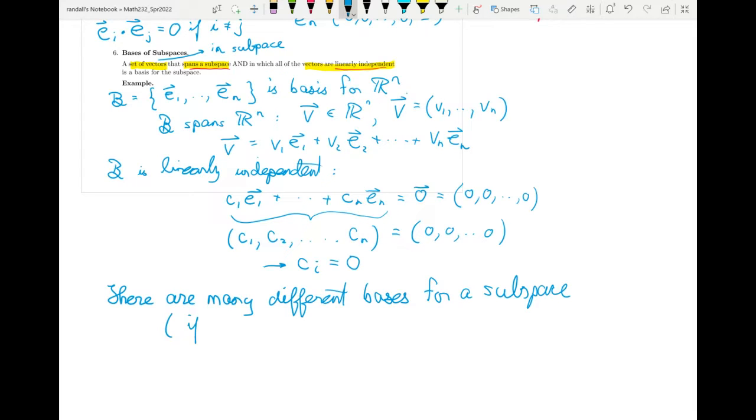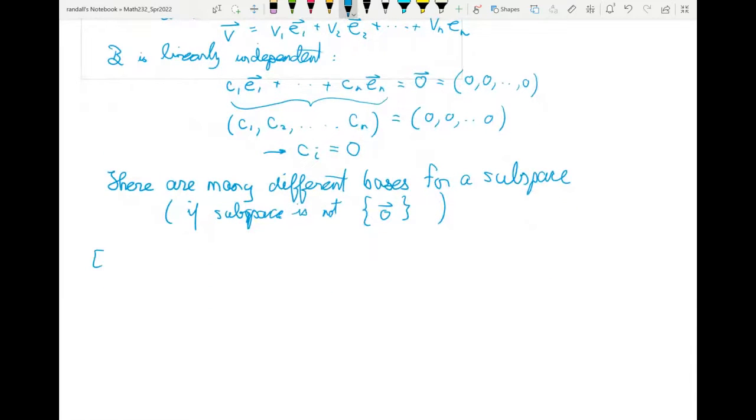I should say, if the subspace is not the trivial one. If the subspace is just the zero vector, then the basis for that subspace is just the zero vector. But if it's not that trivial subspace, then there are actually infinitely many different bases for the subspace. So let me just give you some examples, and you can see for yourself. So there's some work to do when you want to prove that a set of vectors is a basis.